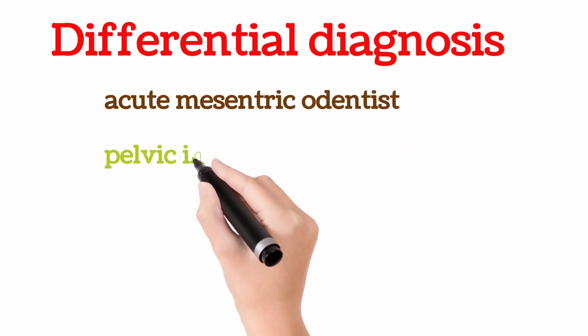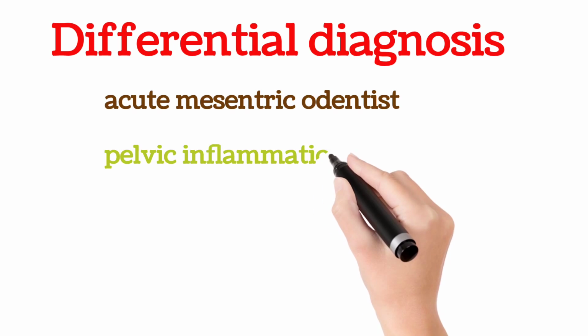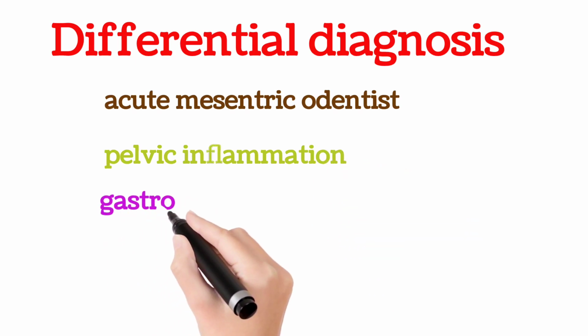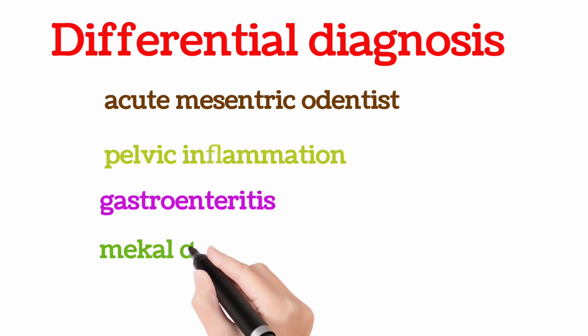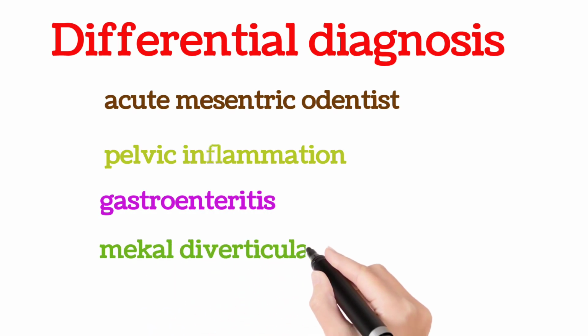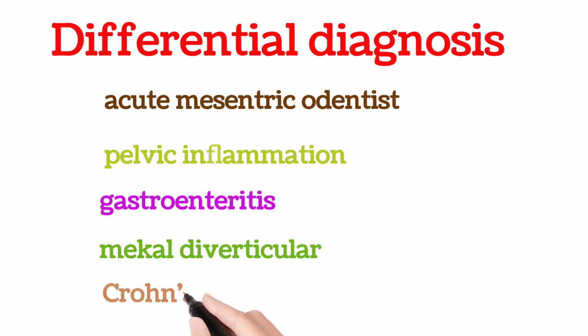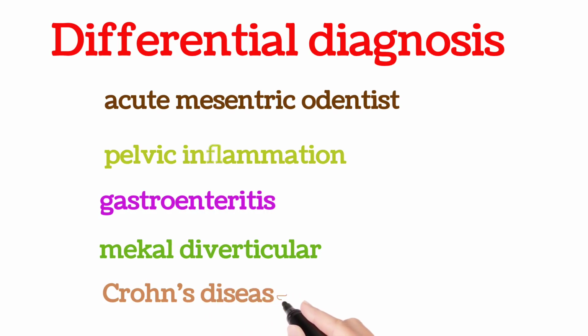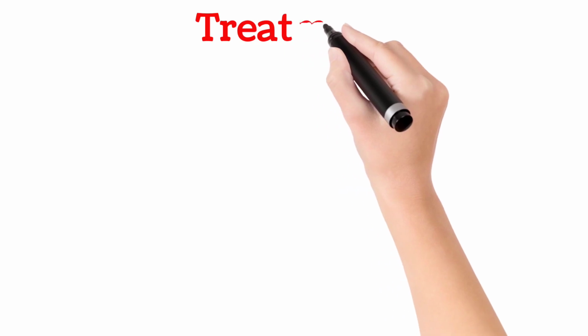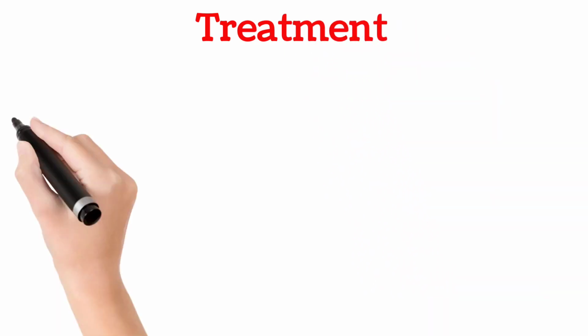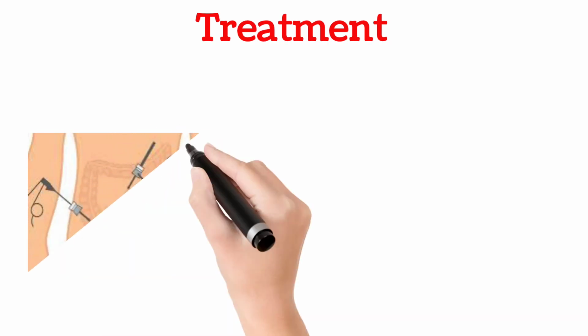Differential diagnosis. Acute mesenteric adenitis. Pelvic inflammation. Gastroenteritis. Meckel's diverticulum. Crohn's disease.